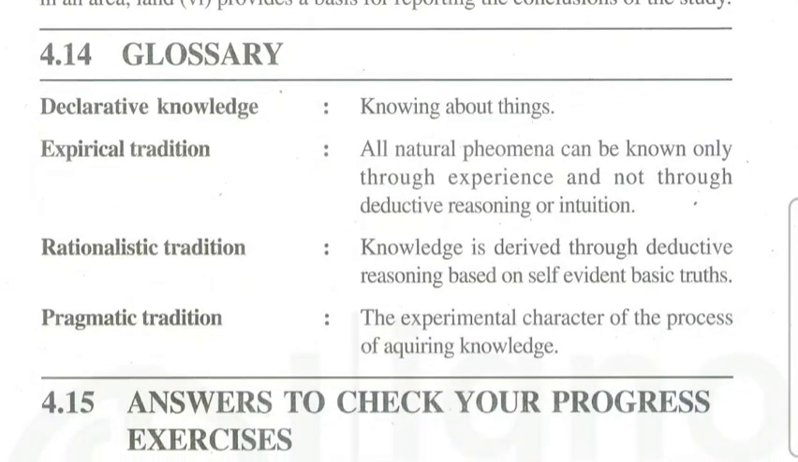4.4 Glossary: Declarative knowledge, empirical tradition, rationalistic tradition, pragmatic tradition. Declarative knowledge: knowing about things. Empirical tradition: all natural phenomena can be known only through experience and not through deductive reasoning or intuition. Rationalistic tradition: knowledge is derived through deductive reasoning based on self-evident basic truths. Pragmatic tradition: the experimental character of the process of acquiring knowledge.